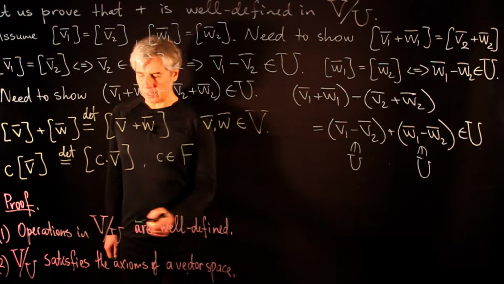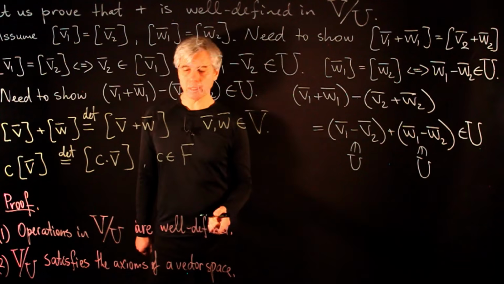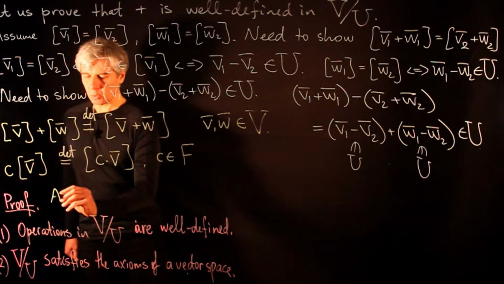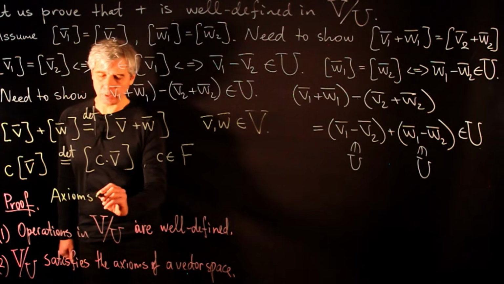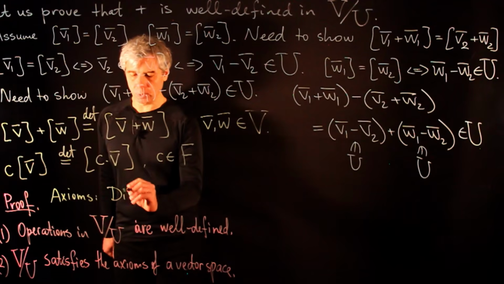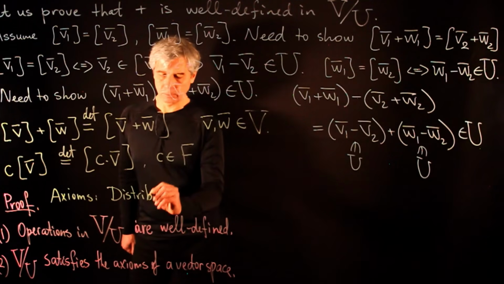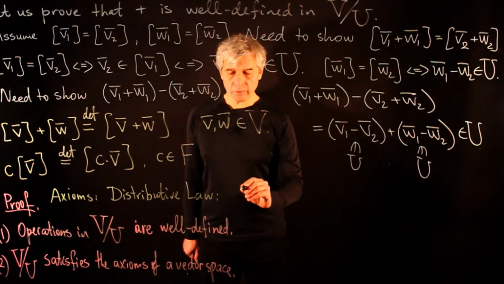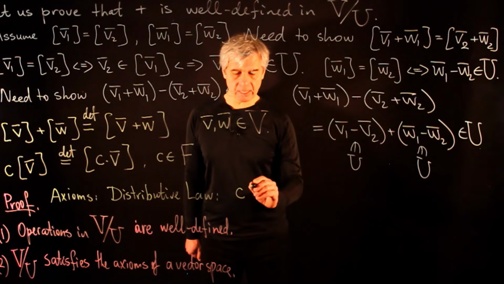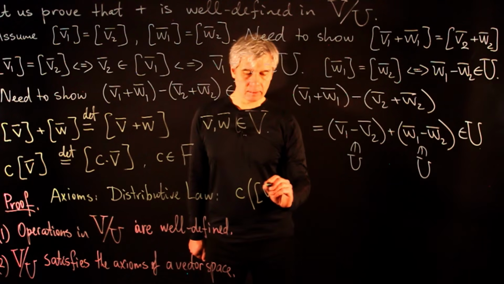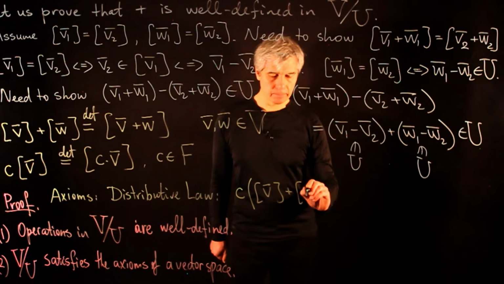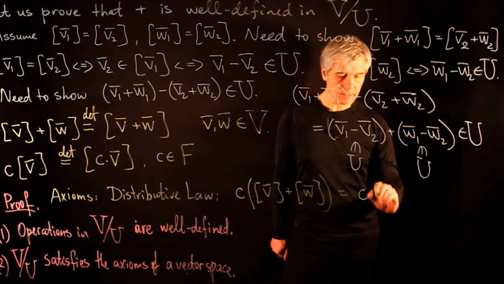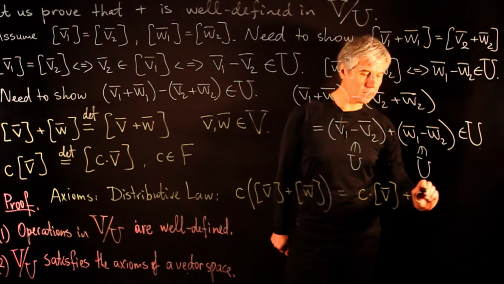Now that we proved that operations in the quotient space are well defined, verification of the axioms is very easy. So let us look at one particular example. Let us look at the distributive law. One of the distributive laws says that c times (v plus w) is equal to c times v plus c times w.